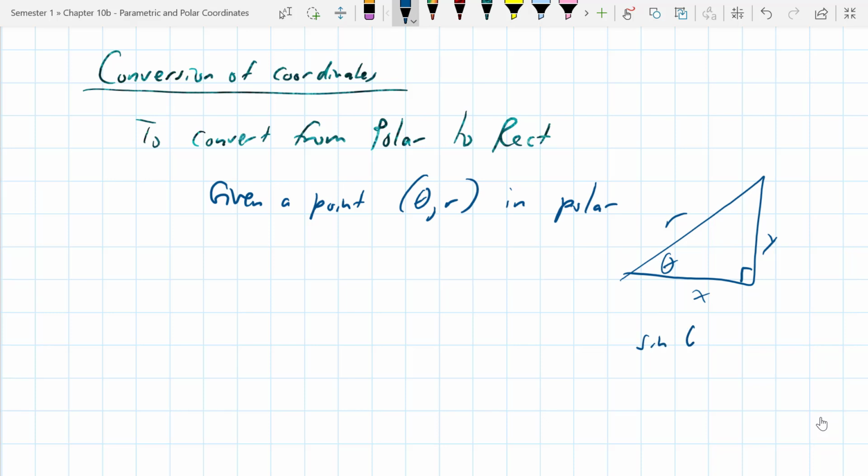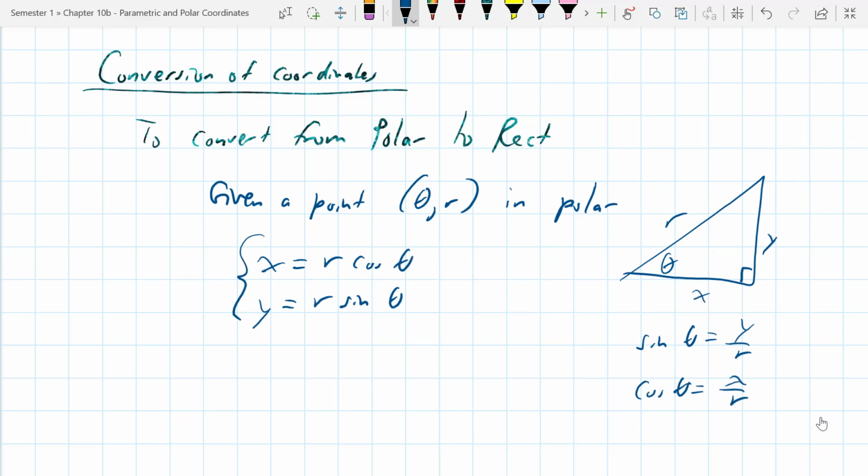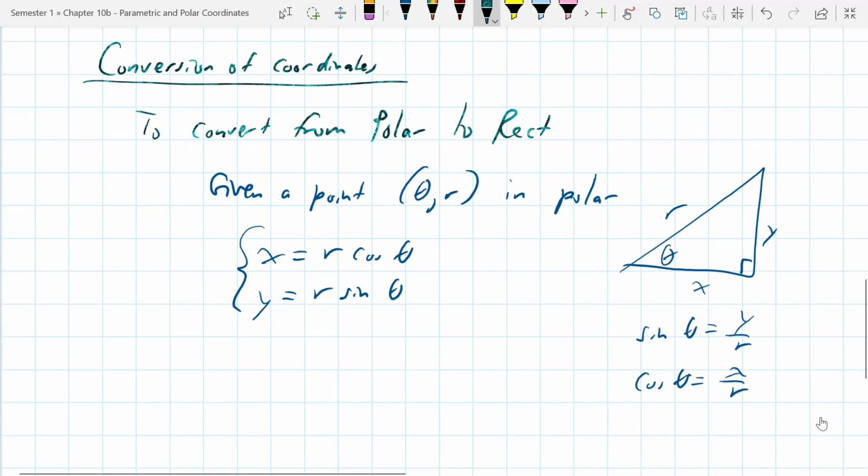I know that the sine of theta is equal to y over r, and the cosine of theta is equal to x over r. So solving for x and y, x is equal to r times the cosine of theta, and y is equal to r times the sine of theta. This is essentially the horizontal and vertical components of motion, for those of you in physics who have already tackled that.